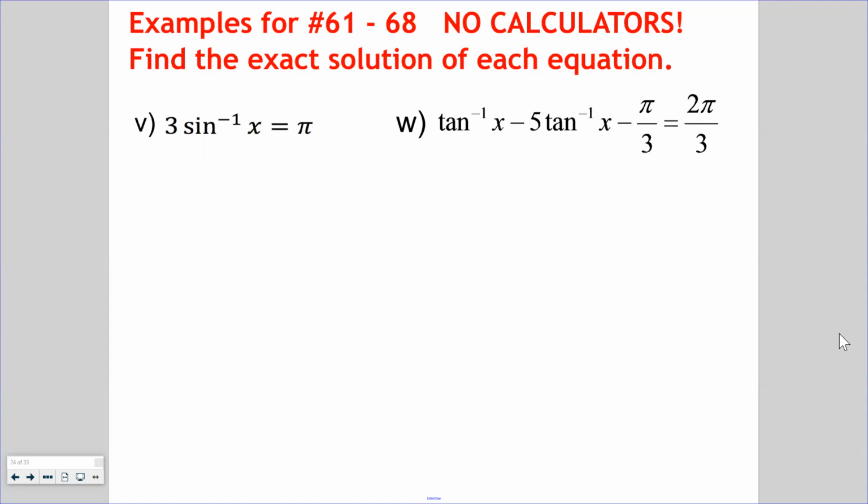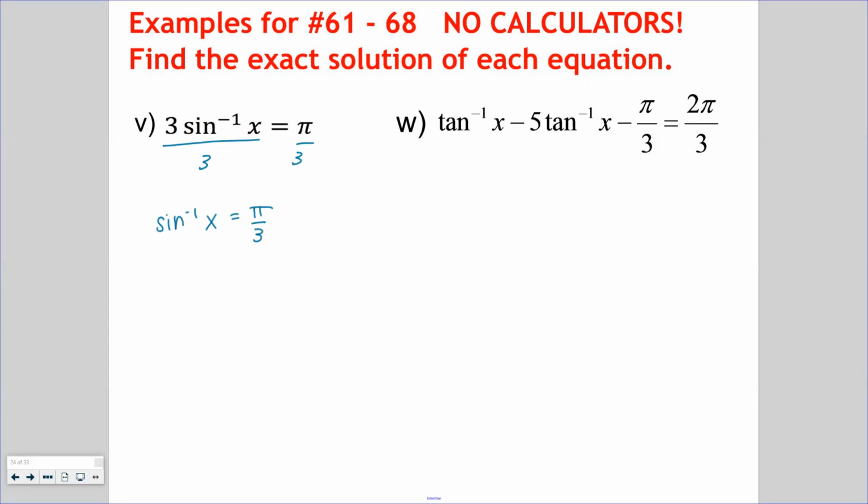Okay, so what I'm asking for is the exact value of x without a calculator. So you're going to show all the steps here. So we're going to get x by itself. We've got to solve for x. In order to do that, the first thing we're going to do is get the inverse sine of x by itself. It's kind of similar to how we were solving exponential equations or logarithmic equations. Get the log of x by itself first and then get rid of it. So I'm going to divide both sides by 3. And that's going to give us the inverse sine of x is equal to pi over 3.